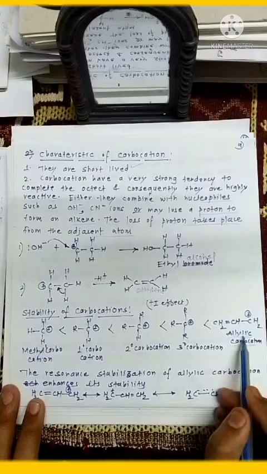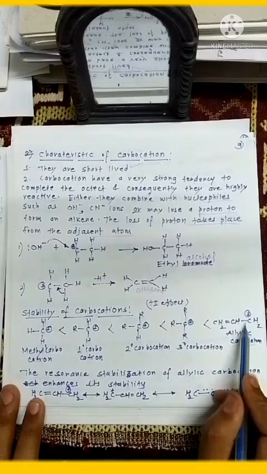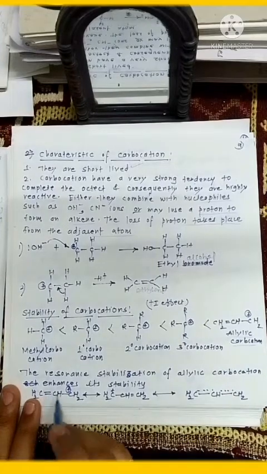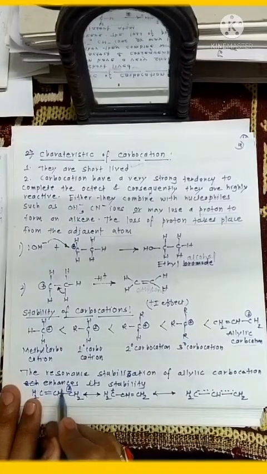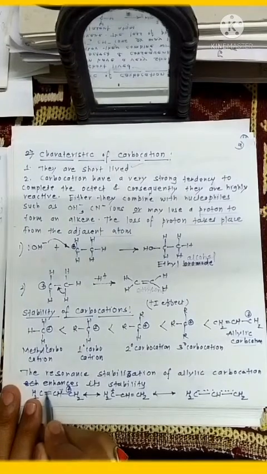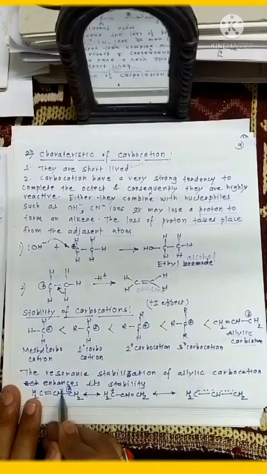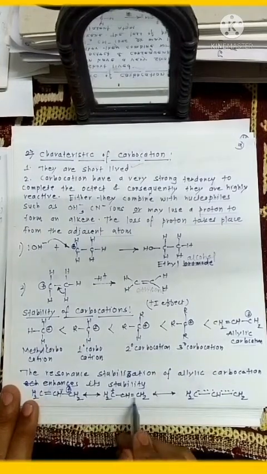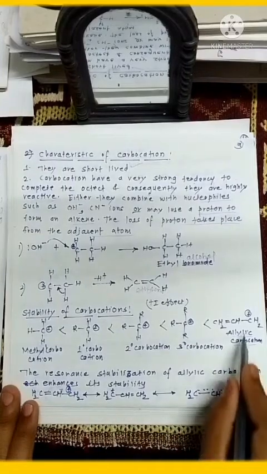Why is this carbocation more stable than tertiary carbocation? Because in this case, one can easily shift this bond here, or this bond can easily be shifted in between these two and the charge is shifted onto this carbon, like this. Because of resonance, this carbocation is more stable than tertiary carbocation.